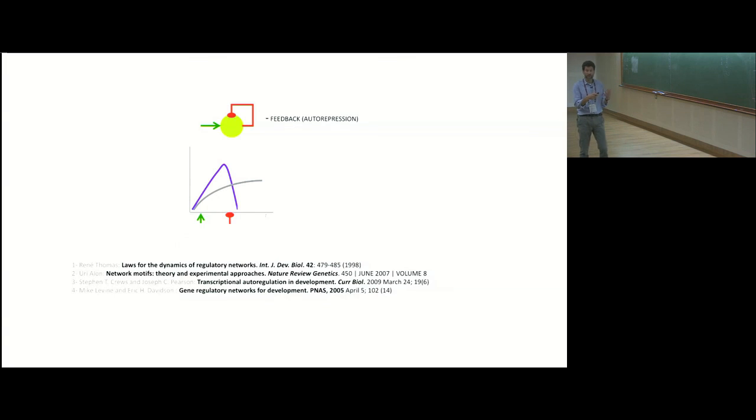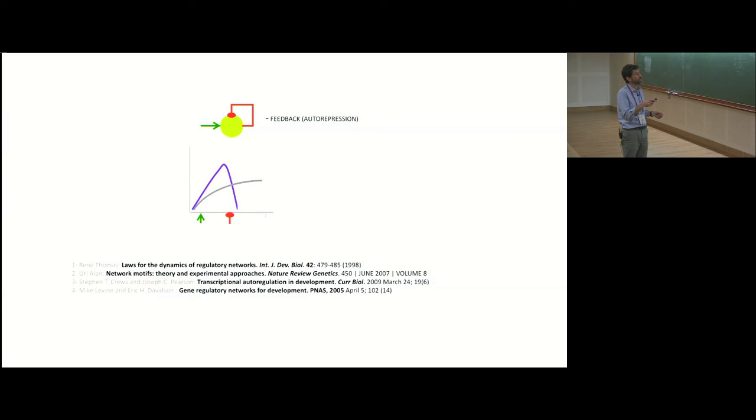Another very interesting regulatory motif, and I'm talking here about very simple motifs, is the negative feedback or auto-repression. Here you have a number of books or reviews where you can read more about not only the dynamic properties of these motifs, but also how they are used in biology. So this feedback auto-repression is a motif where, as the gene product goes up, it will start repressing itself. So it will lead to some sort of stabilization of gene expression.